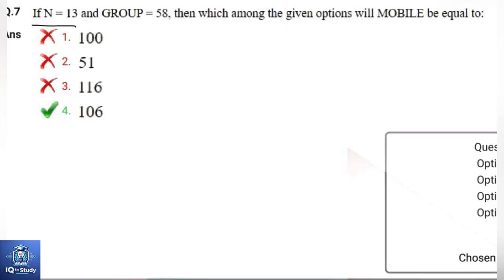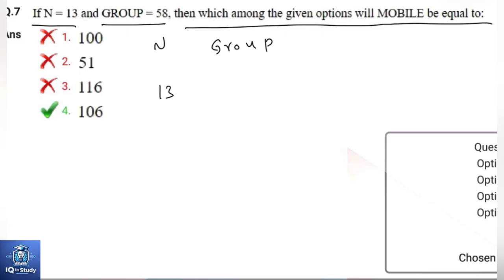If n is equal to 13, group is equal to 58, then which among the given options will mobile equal to? Here n is given as 13 and group is given as 58. We know that the positional value of n is 14 and 13 is the opposite one to 14, which is m value.